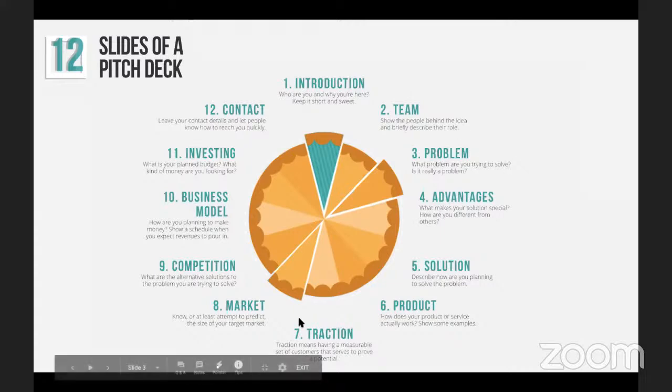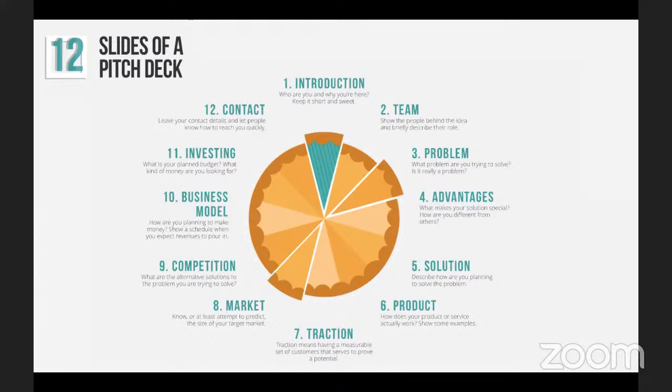All right, so moving on to number 7, traction. This is basically proof of concept. So yes, you have a product, yes, there is a problem, yes, you know the solution, but does this work? So you actually have to have, let's say, a demo group of customers or a demo group of clients that you are trying it out with.